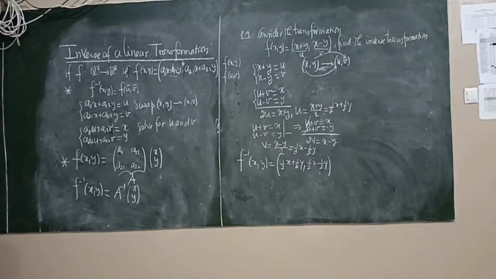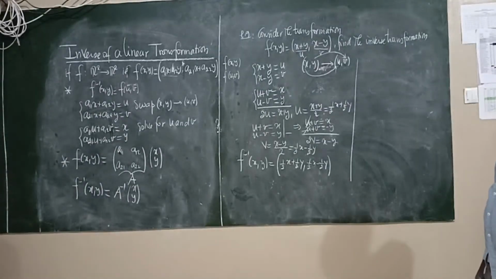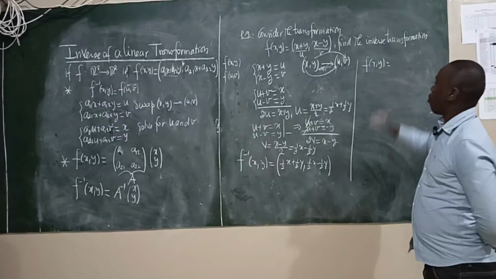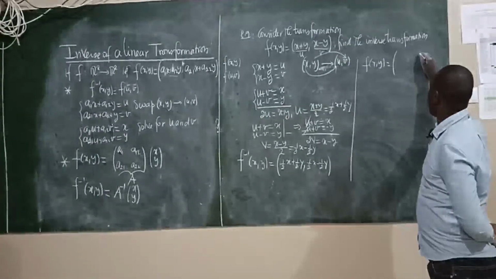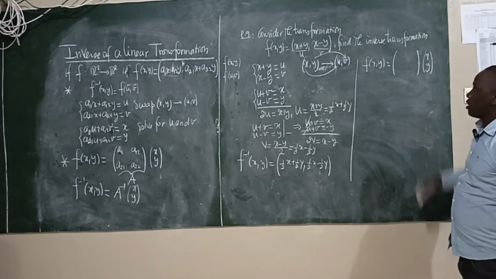Now, let's try the second alternative. Hope you are getting something from the tutorial. Second alternative, guys. I told you that this f of x, y can be written in matrix form, where we have x and y here.